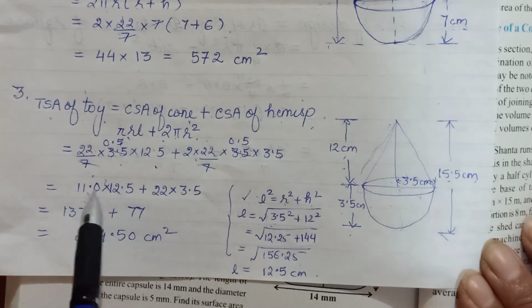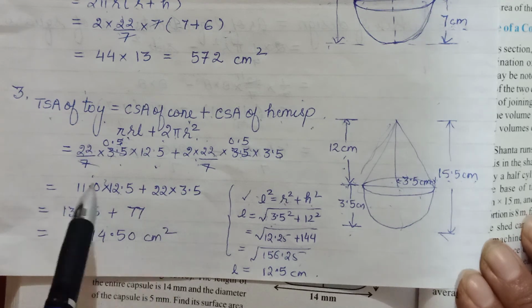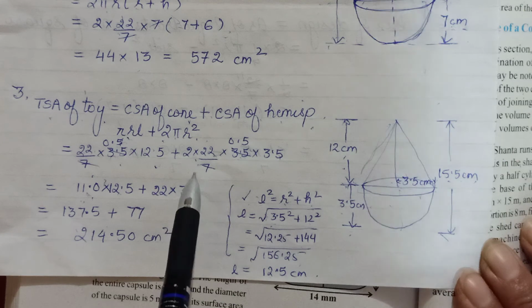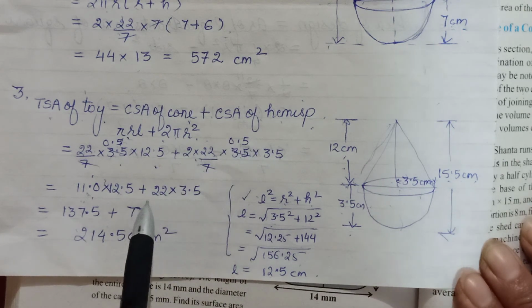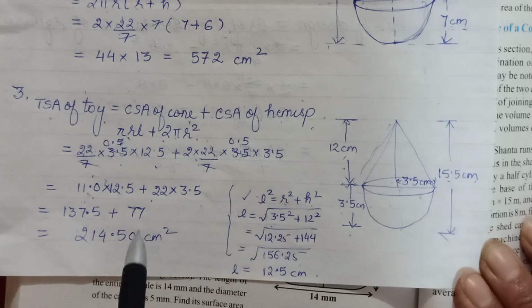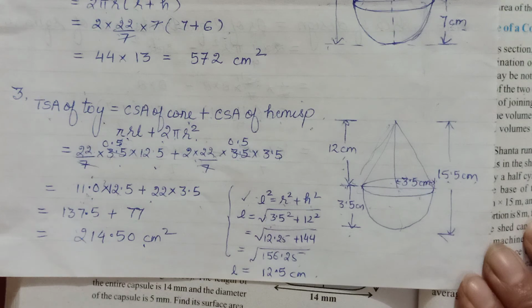Okay, then multiplying 12.5 with this. Again, as I am saying, calculation आपको खुद करने हैं, whichever way you find it convenient. No one will come and do the calculations for you. So 5 2s are 10, so only 22 remains here, into 3.5, that comes out to be 77. So here is your TSA of this toy.